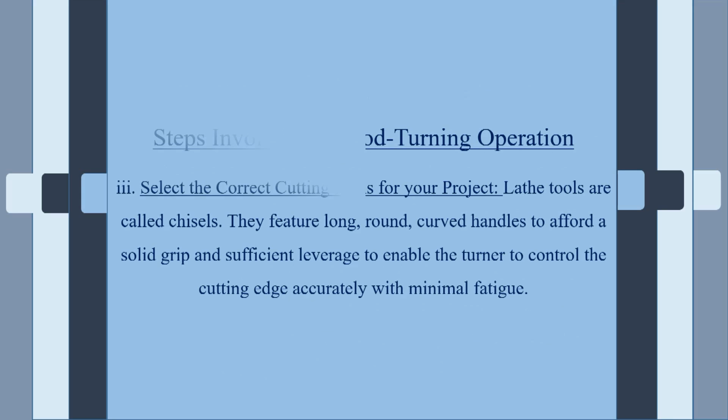3. You select the correct cutting tools for your project. Lathe tools are called chisels. They feature long, round, curved handles to afford a solid grip and sufficient leverage to enable the turner to control the cutting edge accurately with minimal fatigue.